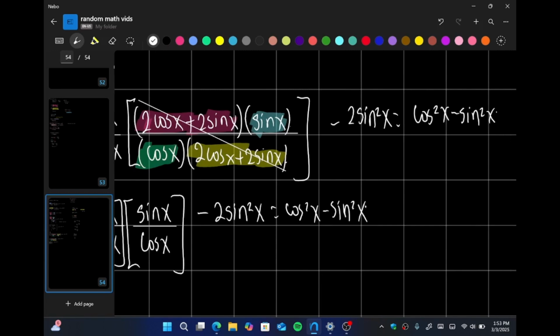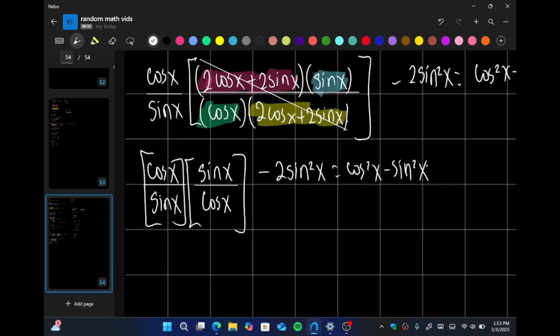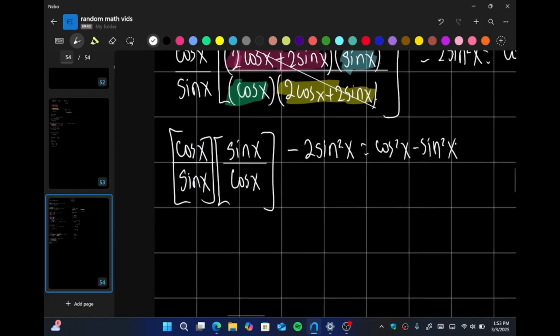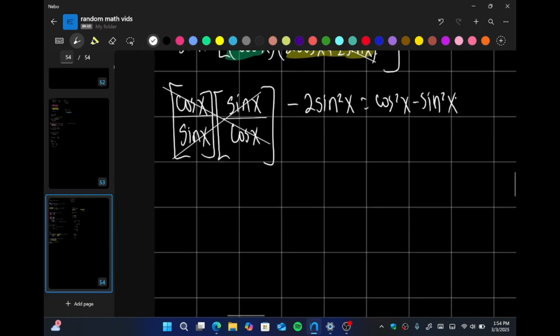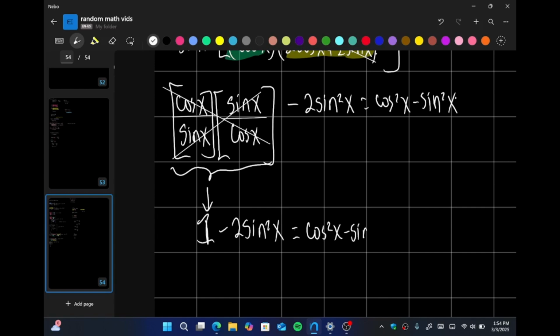Again, guys, do not work on the right side. You only work on one of the sides, okay? I know that we can convert this side to this side, but don't do that. You only want to work on one side. So this becomes 1, right? And then we have a minus 2 sine squared x is equal to cosine squared x minus sine squared x.